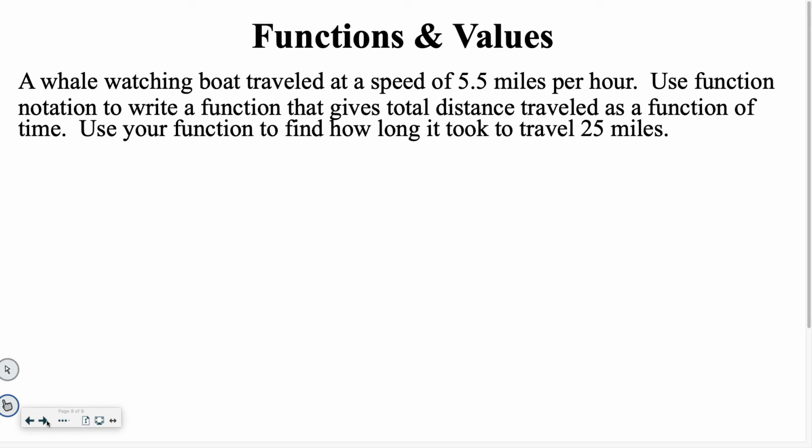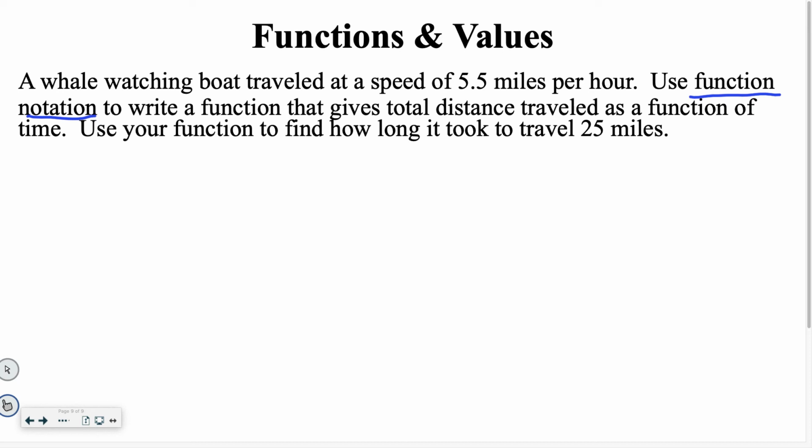All right, our last example for today is a word problem. A whale-watching boat traveled at a speed of 5.5 miles per hour. Use function notation to write a function that gives total distance traveled as a function of time. Use your function to find how long it took to travel 25 miles.